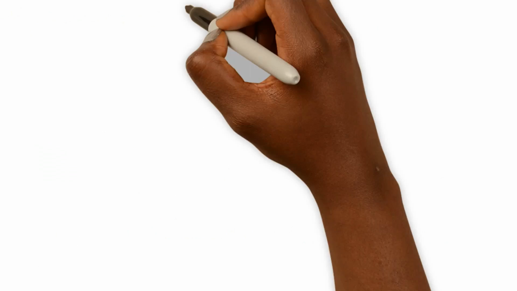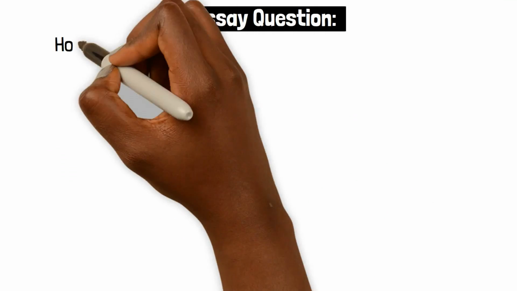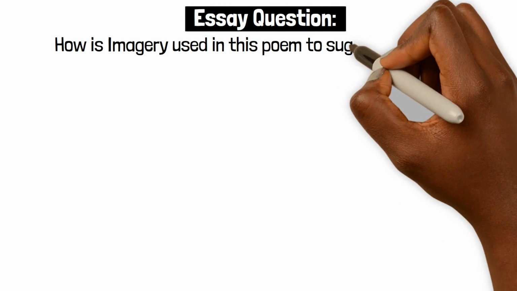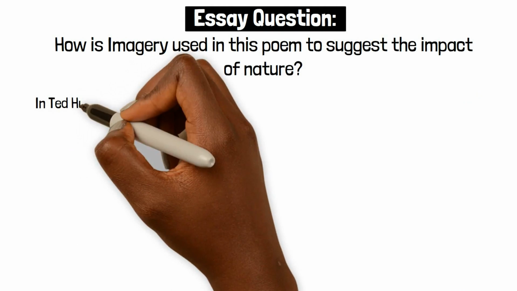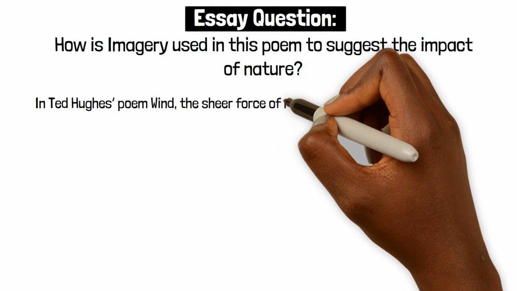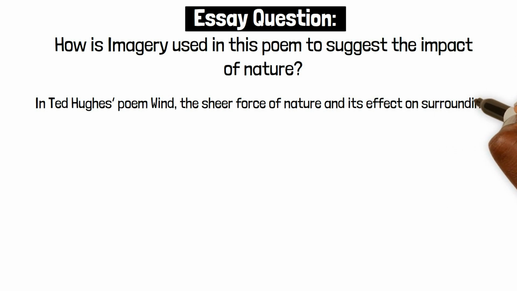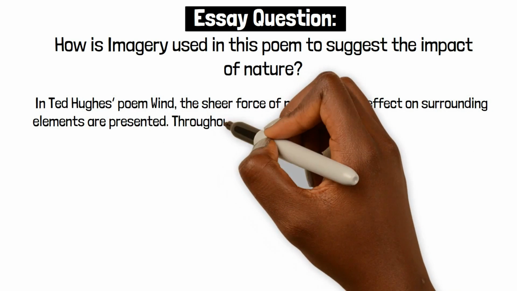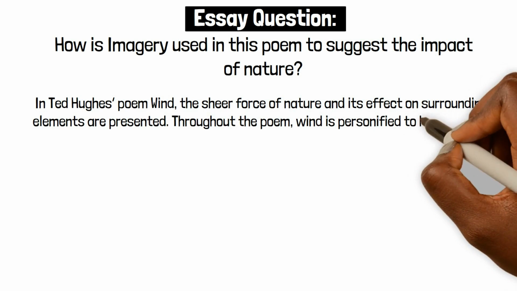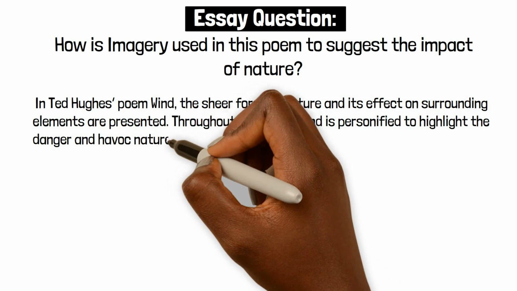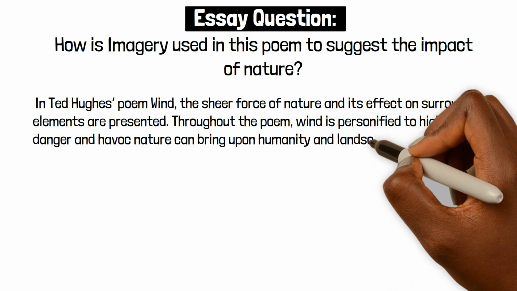Let's use an example. How is imagery used in this poem to suggest the impact of nature? In Ted Hughes' poem Wind, the sheer force of nature and its effects on surrounding elements are presented. Throughout the poem, wind is personified to highlight the danger and havoc nature can bring upon humanity and landscapes.